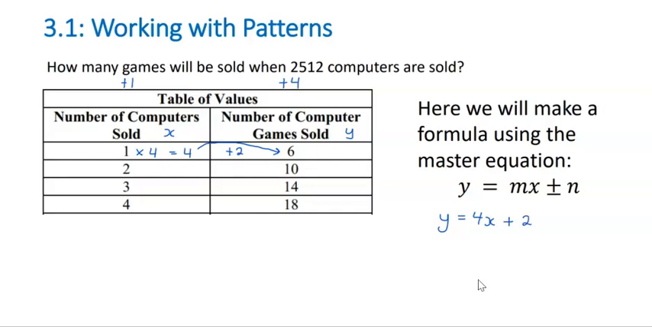We can test this on any of our values. We can multiply any other value by 4 and make sure that we have the correct bridge. 16 up to 18 is a +2. So we know we can create our equation using the master equation. The equation of this relationship is y is equal to 4x plus 2.